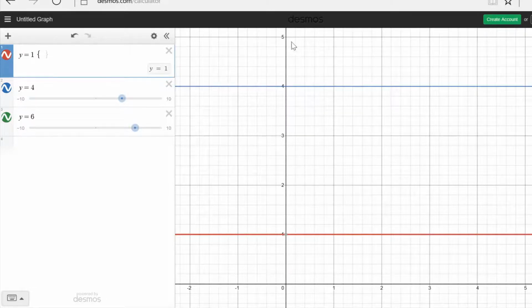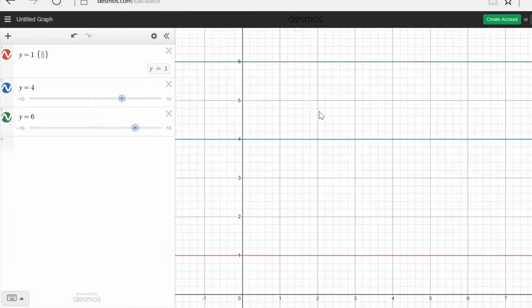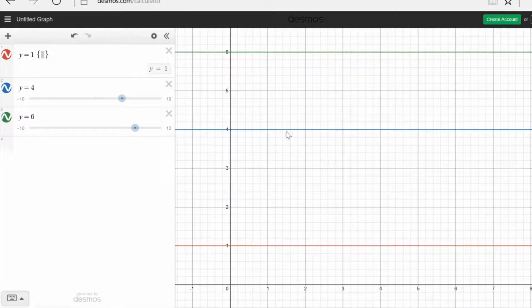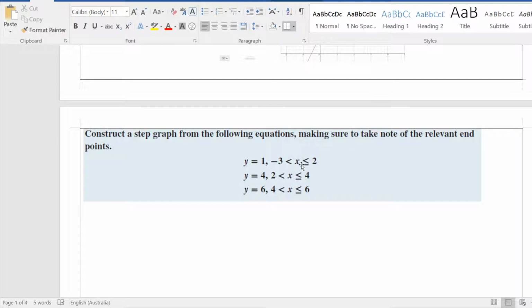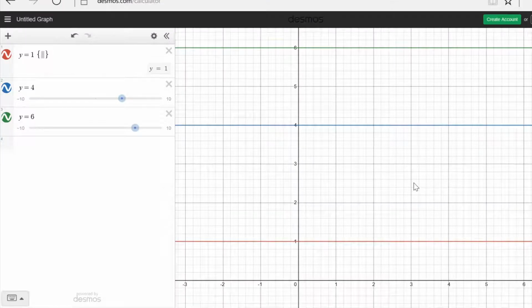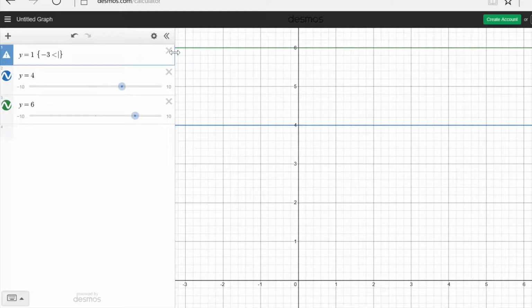Now, as I zoom out, you'll notice I don't quite have 6 on here. All right, so we've got a red, a blue, and a green line. Hopefully they're pretty easy to see, guys. Now, what we've got to do is put the domains in for each of these. Now, my y equals 1 goes from -3 to 2. Now, notice these signs. One's greater than or equal to. All right, so let's go. We've already got our bracket open, I hope. Yep. So -3 less than x, and then less than or equal to 2, wasn't it? Yep. Okay, there's your first one, and as you can see, it's done it perfectly.